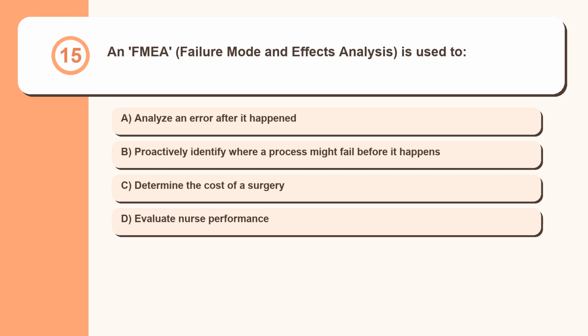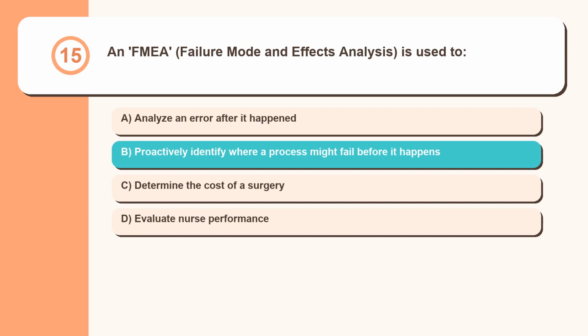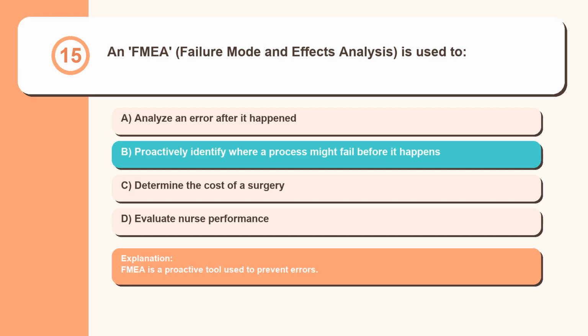Question 15. An FMEA, failure mode and effects analysis, is used to analyze an error after it happened, proactively identify where a process might fail before it happens, determine the cost of a surgery, evaluate nurse performance. FMEA is a proactive tool used to prevent errors.